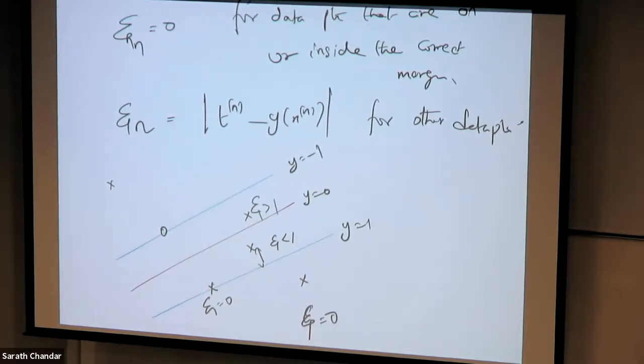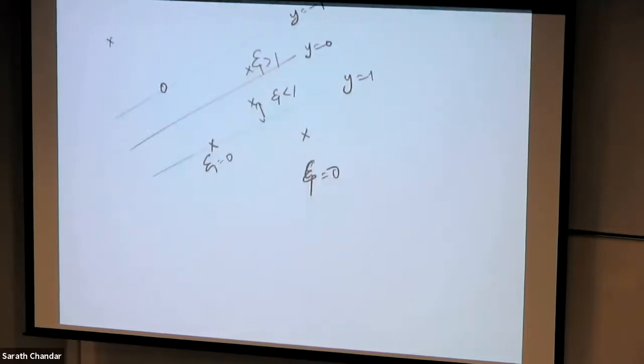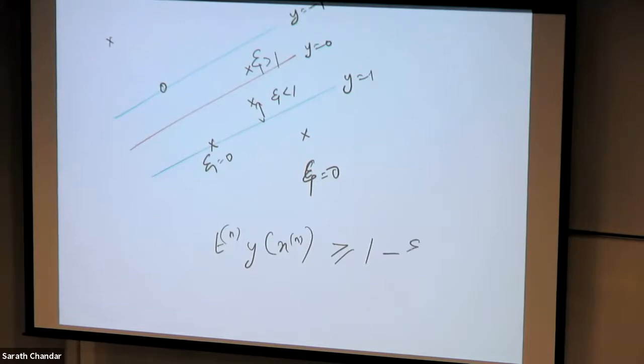Okay, so now the exact constraints that we had before, we are going to relax those constraints. We are going to relax it like this: t_n times y(x_n) previously was greater than or equal to 1, right? Now I'm going to say it's going to be greater than or equal to 1 minus epsilon_n, for n equal to 1 to capital N, where epsilon_n is greater than or equal to 0. Is that clear?